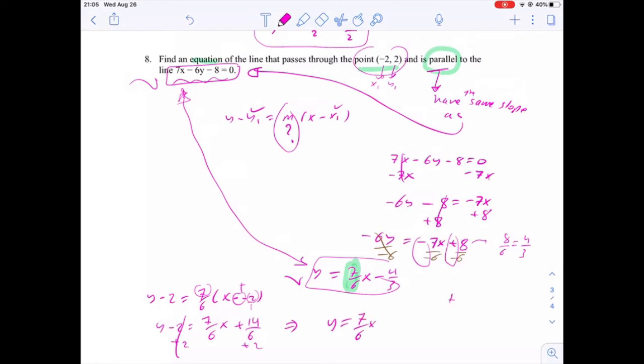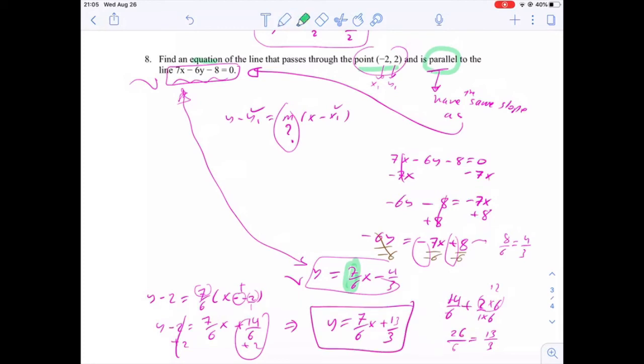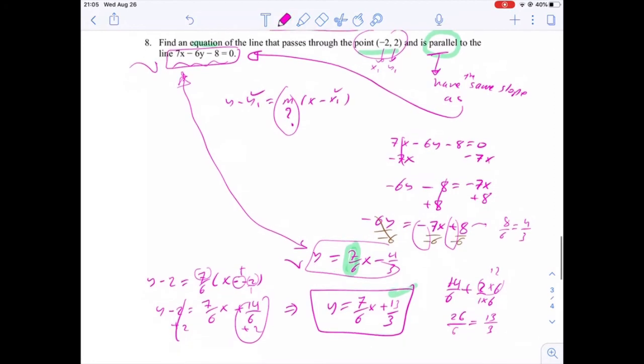7/6 x plus 14 over 6 plus 2, and then we can multiply by 6 here, we get 12 here plus 14, which is 26 over 6. We can simplify more by dividing by 2, that's 13 over 3. So we have 13 over 3. This is the required equation of the line.